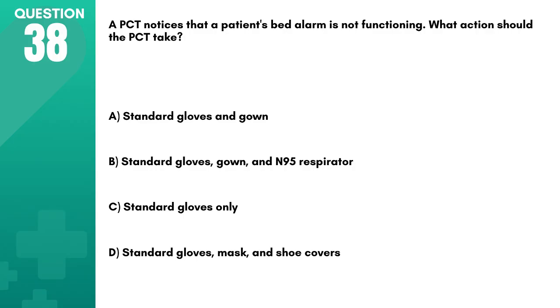Question 38. A PCT notices that a patient's bed alarm is not functioning. What action should the PCT take? A. Turn off the alarm and attempt to fix it themselves. B. Continue to monitor the patient closely without the alarm. C. Report the malfunctioning alarm immediately to the appropriate department, e.g., maintenance or nurse. D. Ask another patient to keep an eye on the bed.